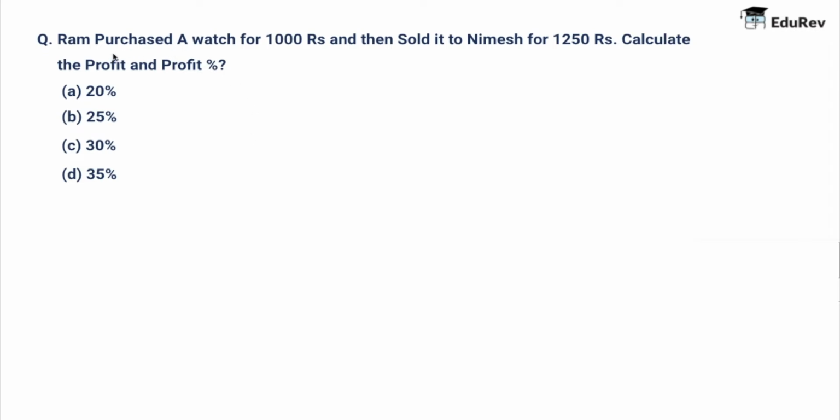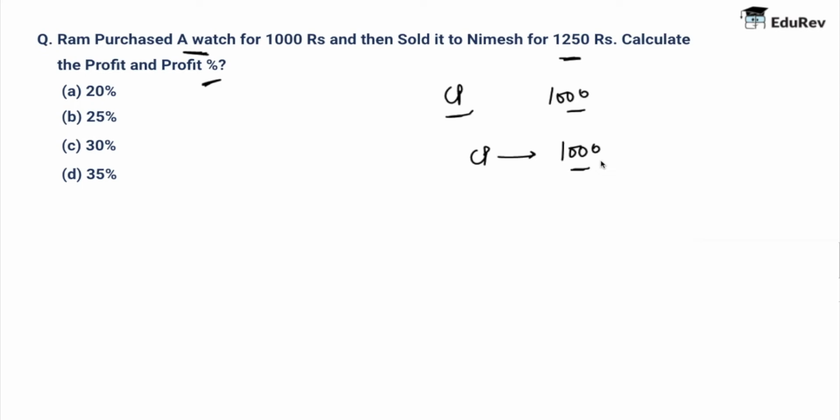The question states, Ram purchased a watch for 1000 rupees and then sold it to Nimesh for 1250 rupees. We need to calculate the profit and the profit percent. So what happens here is that Ram purchases a watch. You see the word purchase and you know that it's what? It's CP. At rupees what? At rupees 1000. Hence, CP is going to be rupee 1000.